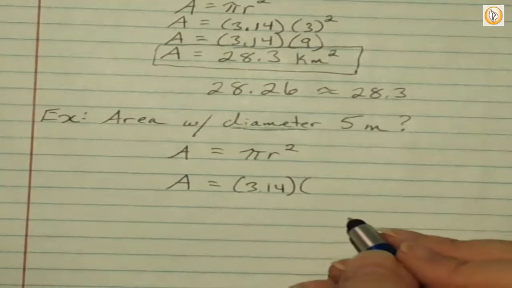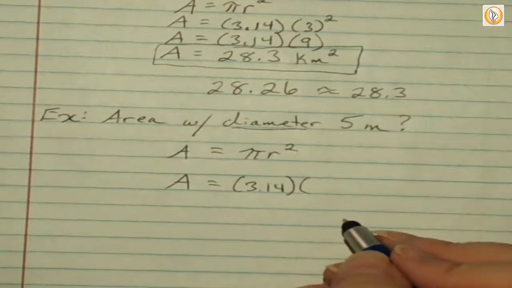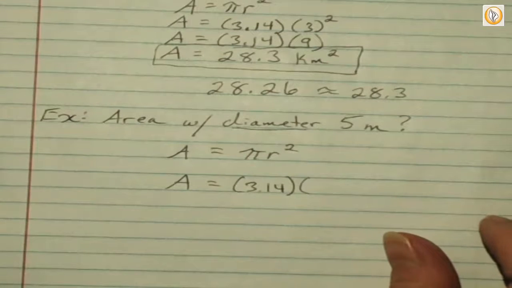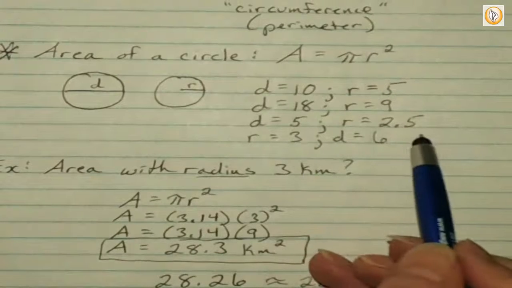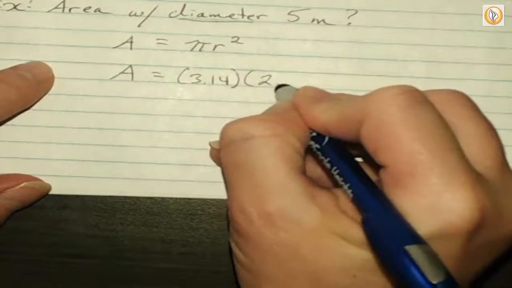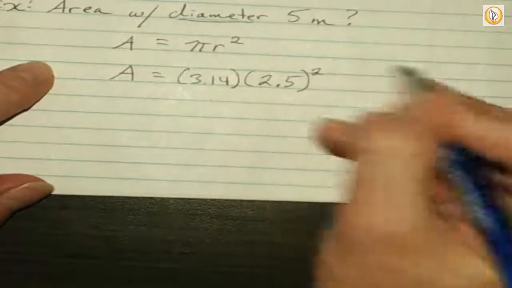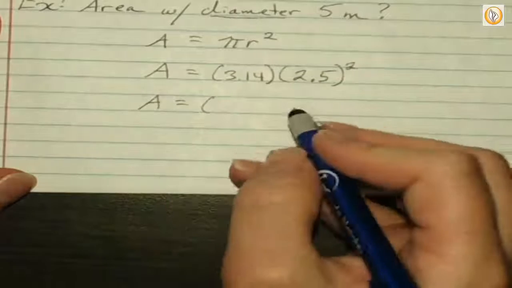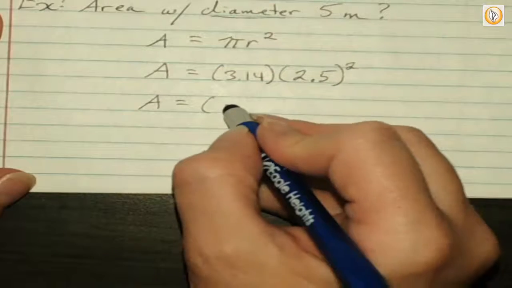What's half of 5? 2.5. It's also written right here. So half of 5 is 2.5, and it's radius squared. All right. Izzy, what is 2.5 squared?